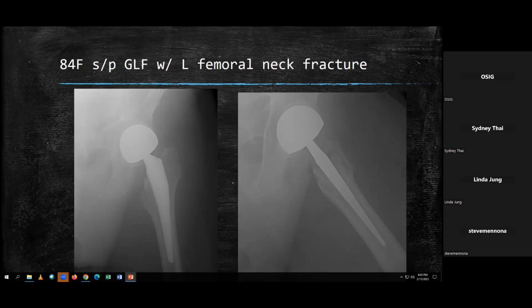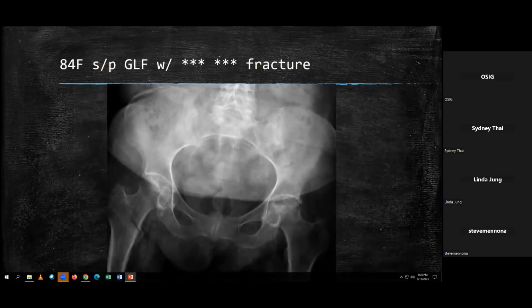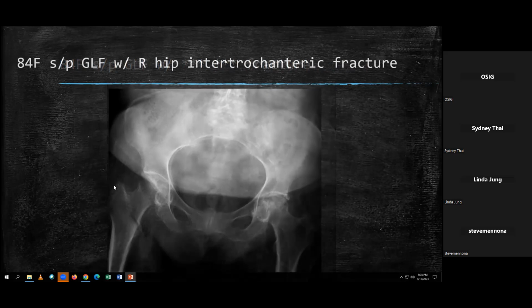Just remind me, in my presentation I have an X-ray of what you do if that breaks. Oh, nice. Yeah, come on up. This one was just an intertrochanteric fracture. So this fracture, can anyone identify it? I'll show you. It's right here.